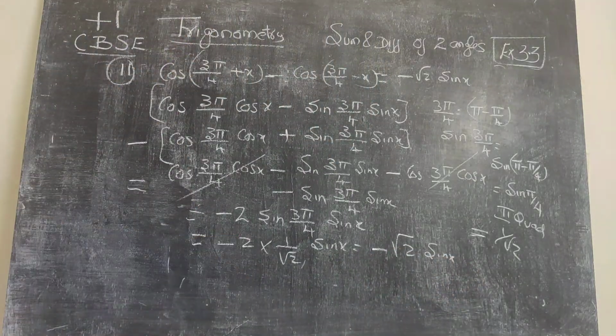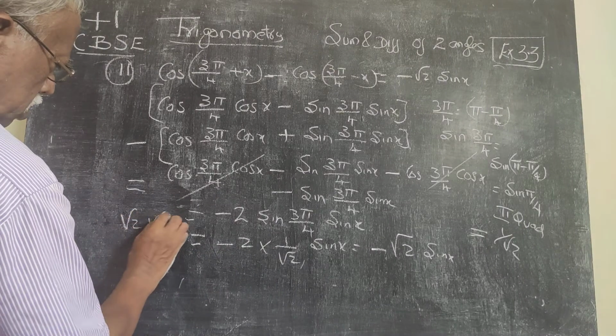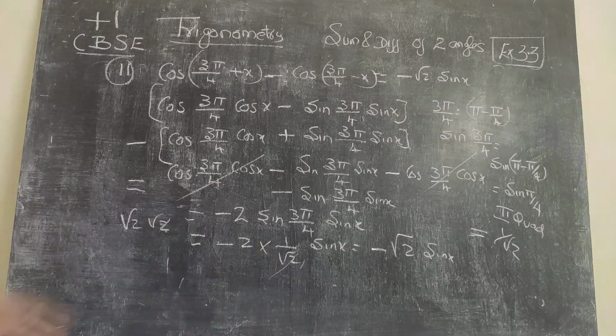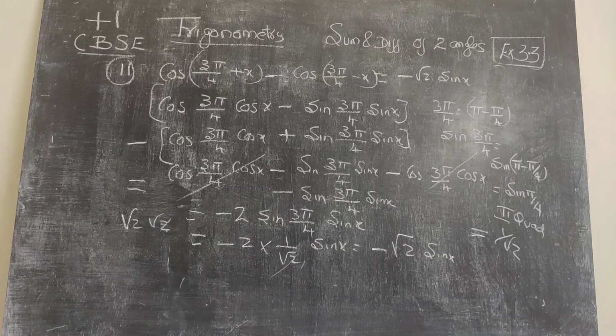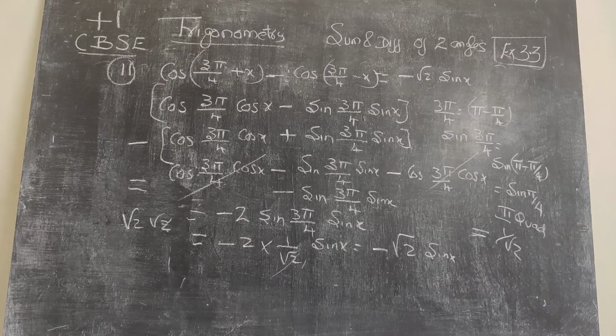The 2 and root 2, this is root 2 and root 2, so one root 2 gets cancelled, remaining root 2 times of sin x, minus root 2 times of sin x. This problem can be done by another method also.